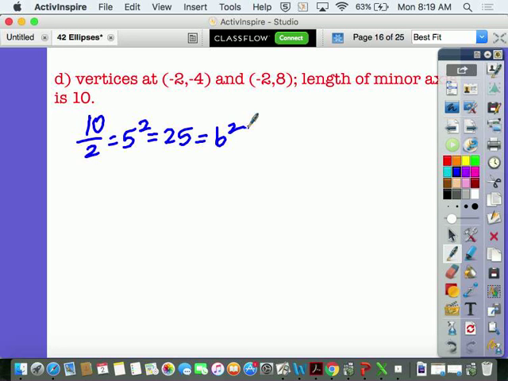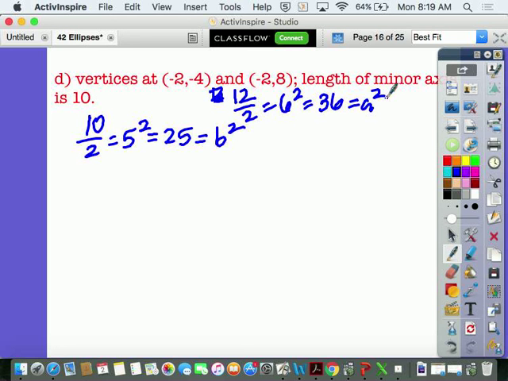Well, from (negative 2, negative 4) to (negative 2, positive 8), that is a length of 6. I mean, not 6. It's a length of 12. So we have to divide that by 2 to get 6. We square that to get 36, and that will be our a squared. So again, from (negative 2, negative 4) to (negative 2, 8), that's a length of 12 units. So we divide that by 2 to get 6.